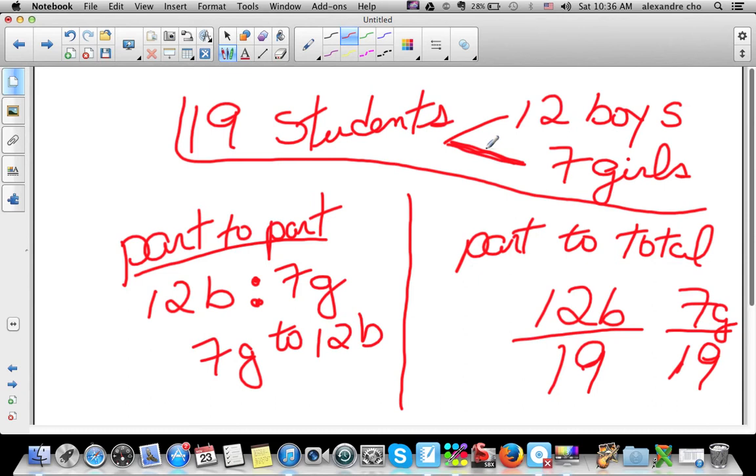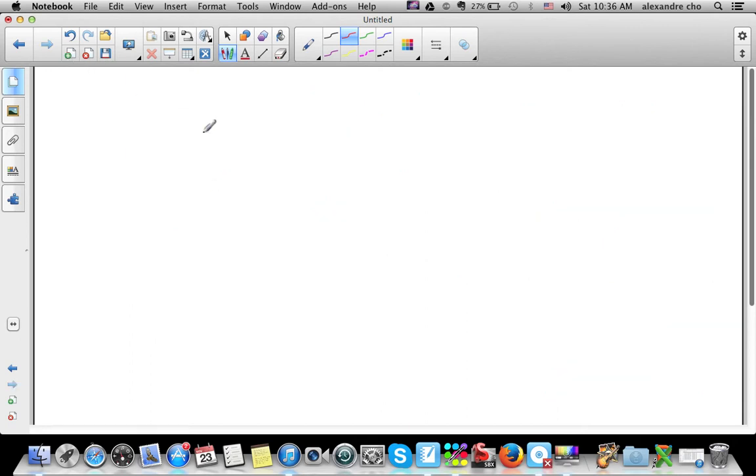But the key to this question was knowing that it started with 19 students. If 12 of them are boys, you could safely assume that the remaining are 7 girls. And you needed that piece of information, especially to do the part to part. Question 3.